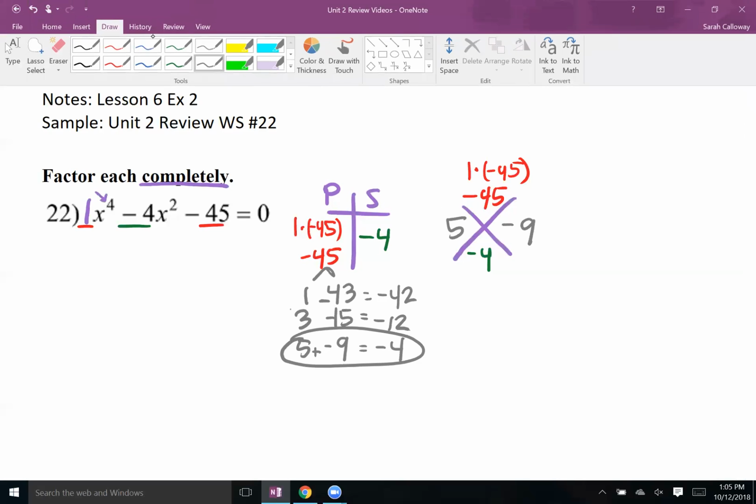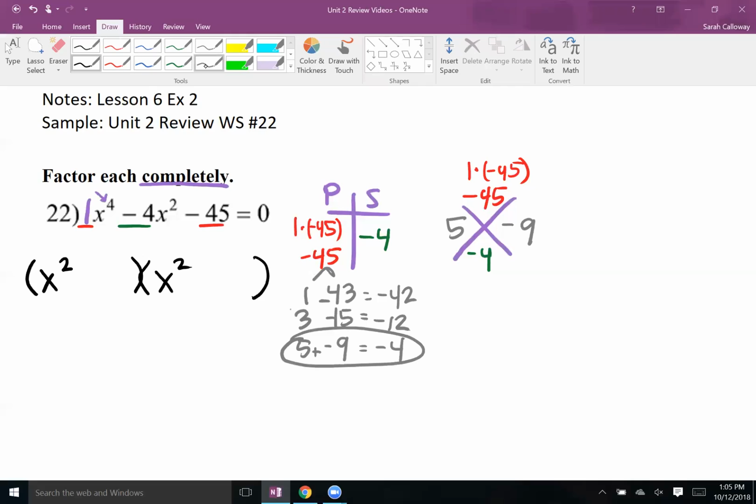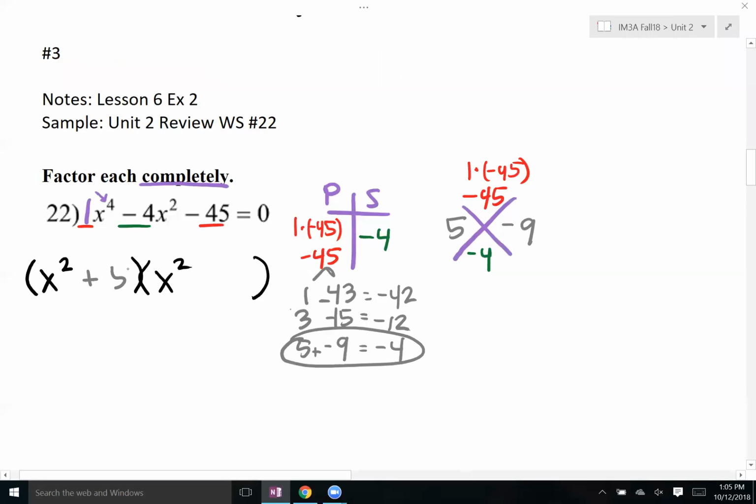What changes with this from a regular quadratic is that normally, if that was x squared, we would write our factors as x times x. Because it's x to the 4th, these two factors are x squareds. So that means that we have x squared plus 5 and x squared minus 9.